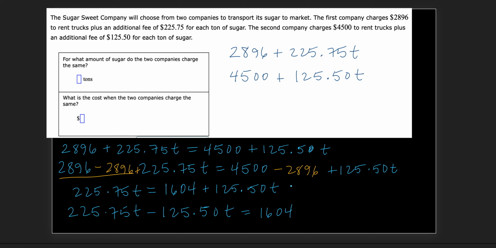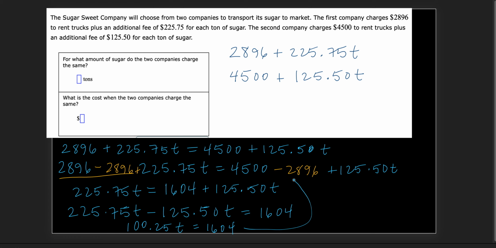Okay, so I subtracted 125.50 from both sides. I just show it on the left side. Now I'm going to combine these like terms, 225.75, make sure you're typing things in correctly, and 125.5 minus. So that's 100.25t equals 1604.